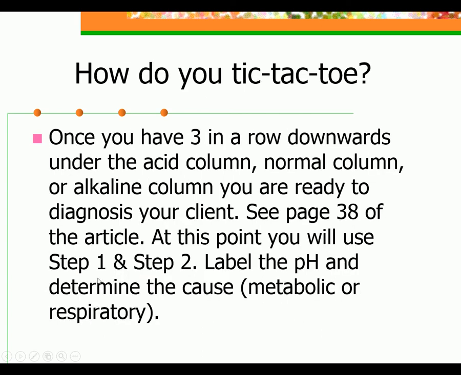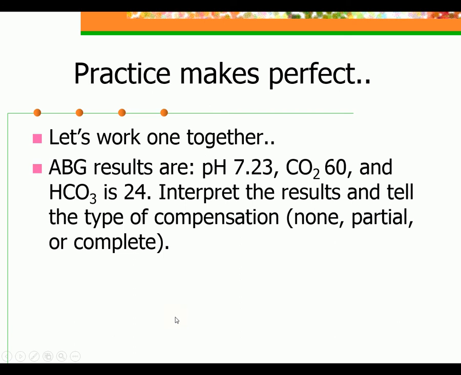So, tic-tac-toe, 3 in a row. Again, you want to write out your grid like in that page 38. Always follow your steps: label your pH, determine the cause, and then see if there's any compensation. Practice makes perfect. So let's work one together, okay? So make your grid. And I have written across my grid acid, normal, and alkaline. Or you could do acid or base or acidosis, alkalosis, however you want to do it.